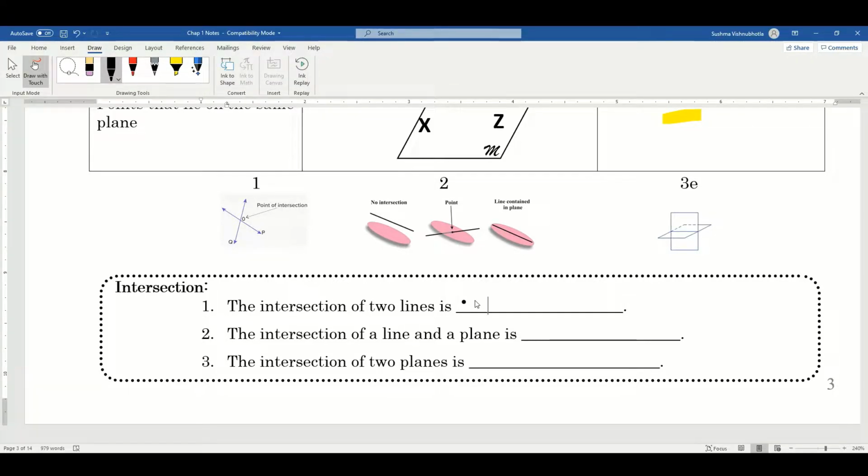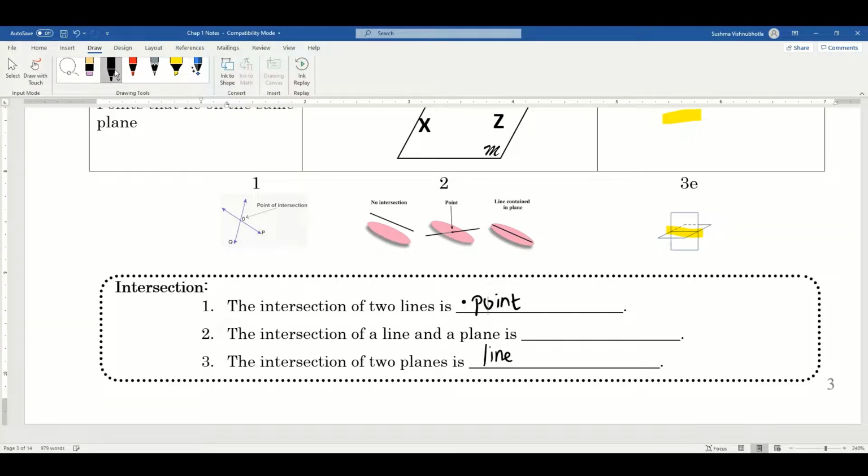Write this out. Now, I'm going to jump to 3. When you have 2 planes, remember, planes are flat surfaces. So when they cross, they wouldn't cross at a point. So you have this flat surface. You can actually do this with 2 flashcards. And you have this flat surface. So when they intersect, they actually intersect at a line. So 2 planes intersect at a line.